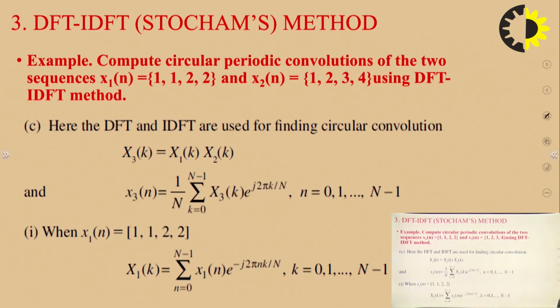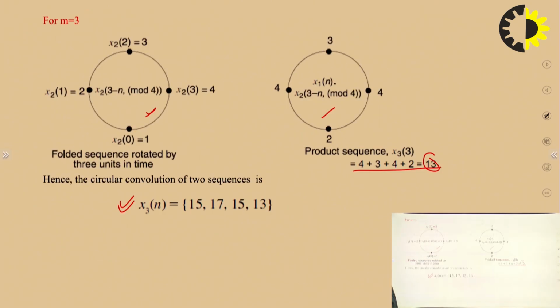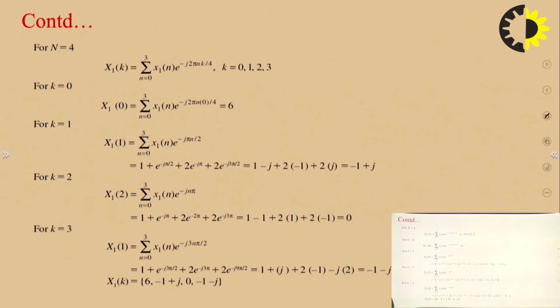Let's come to the third method, that is the DFT-IDFT method, or it is also called Stockham's method. We will compute the same question here with the help of the DFT-IDFT method, meaning 1 1 2 2 and 1 2 3 4, which we have seen in this case. We will again solve it using the DFT-IDFT method. So you know the expression for DFT. What is the expression for DFT?